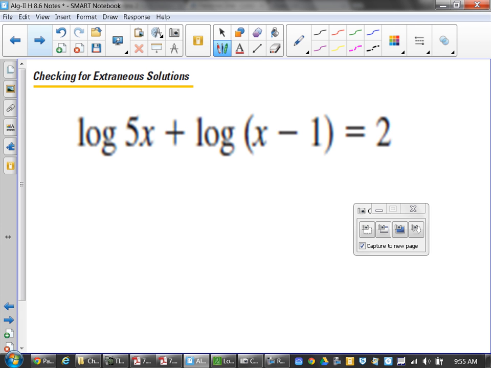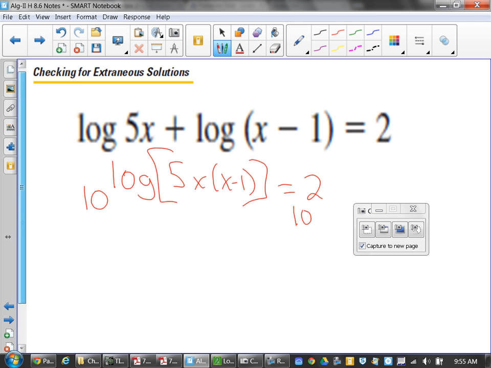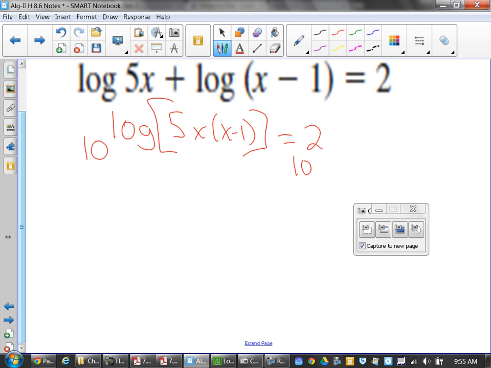Condense it, yeah. Condense it on the left side first. What I mean by that is rewrite it like you guys were doing the last couple of days. So you wind up with the log of 5x times x minus 1, and then now that equals 2. You okay with that? How do I undo just log? Exponentiate it with a 10. Yep. So now on the left-hand side, we get 5x squared minus 5x equals 100.